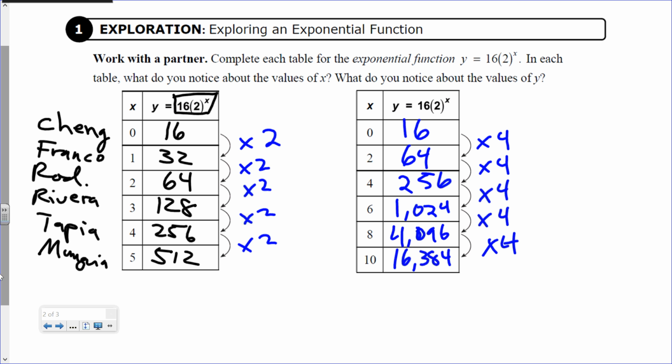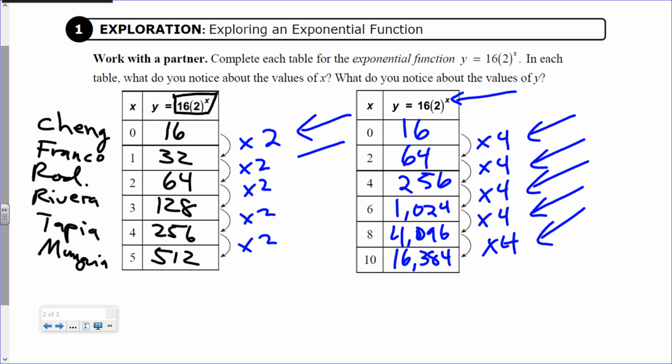So the moral of the story, here's the moral of today's story. Whenever you have an equation that has an exponent for a variable, the y values have a pattern. You're going to be multiplying by the same number. Notice that here, or even here. Okay? We're going to talk more about these tomorrow.